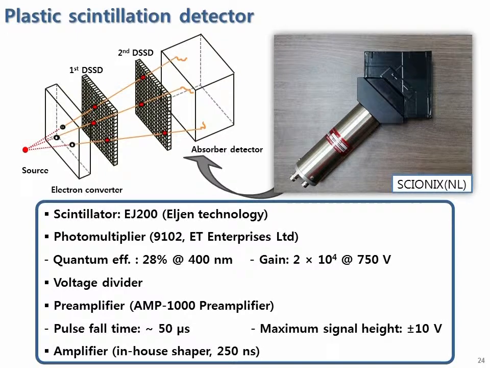This is another detector in the GEVI system. This detector is used to determine the electron energy. This image shows the plastic scintillation detector developed together with Siliconics in Netherlands.